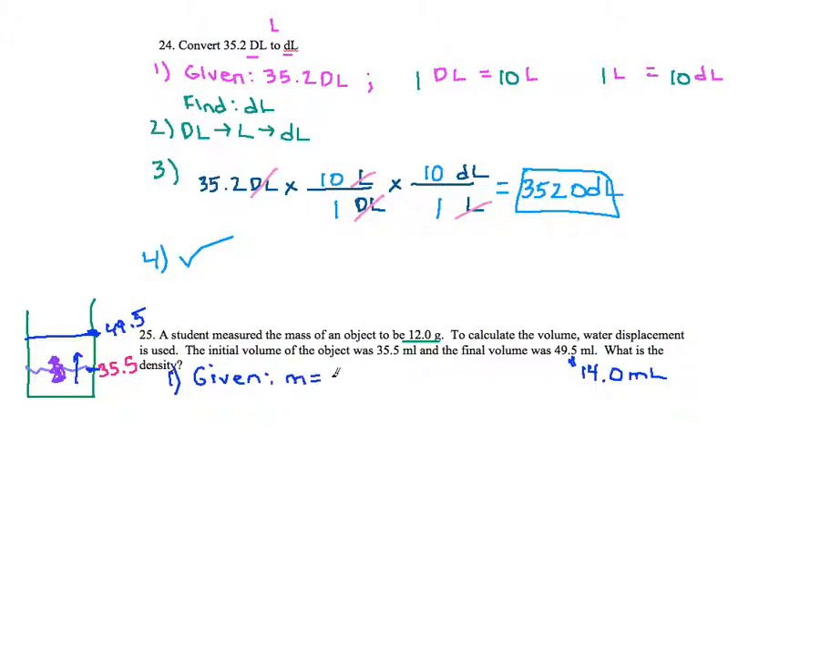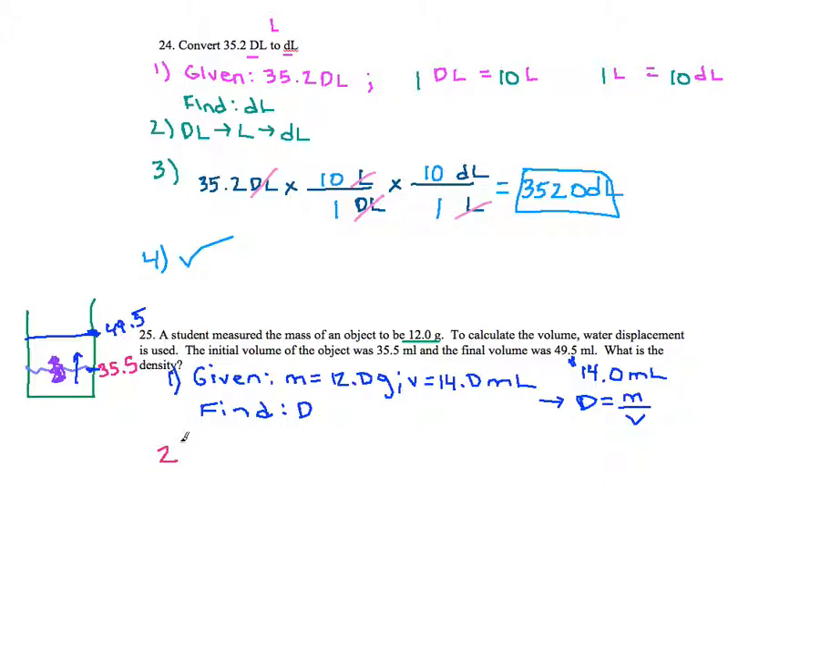Alright, I know my mass. My mass is 12.0 grams. Okay, I know my volume. My volume equals 14.0 mils. Okay, I want to find my density. Oh, and another one of my givens, guys, I know my formula. Density equals mass over volume.